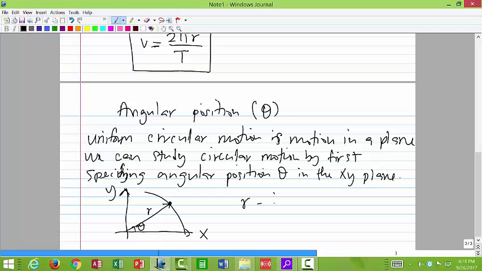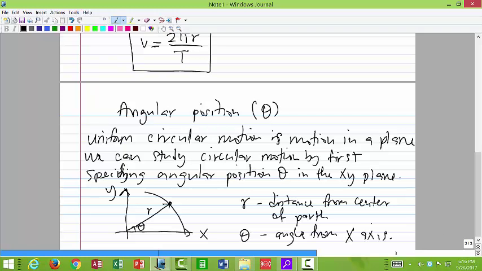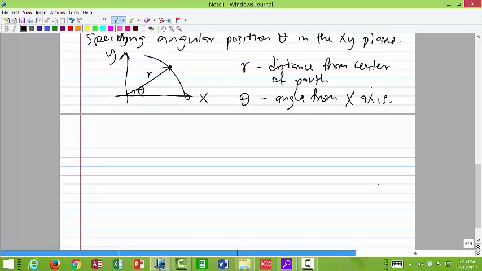So r is the distance from the center of the path. You will know this as the radius, and theta is the angular displacement from the axis, or an angle from the x-axis. Any questions at this point? What we've shown here is the angular position of a particle moving along a certain circular path. One of the things we can look at is the arc length. Let's say S is the arc length. This is the length of the arc of the circle.